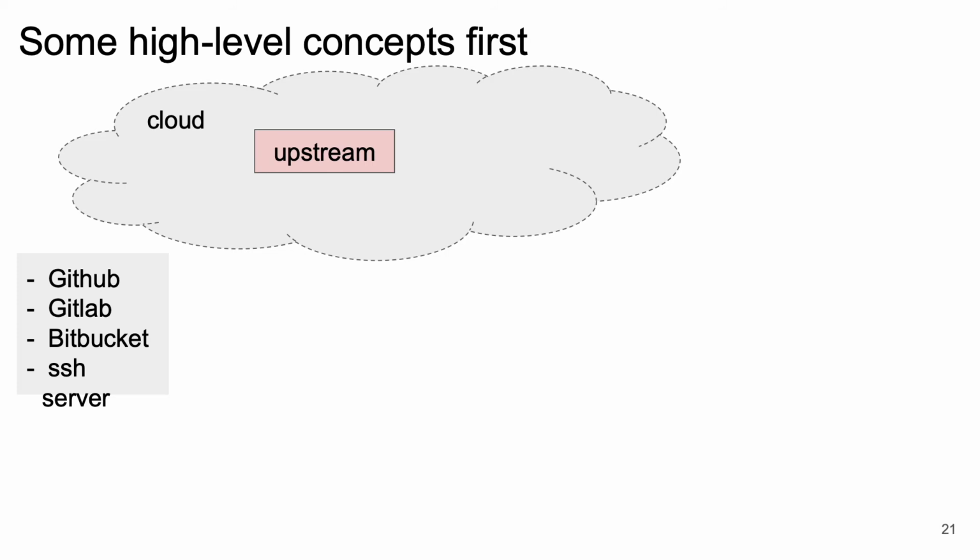So you have a repository in the cloud. And this could be GitHub. It could be GitLab. It could be Bitbucket. It could be an SSH server that you maintain. So they all have their own advantages and disadvantages.